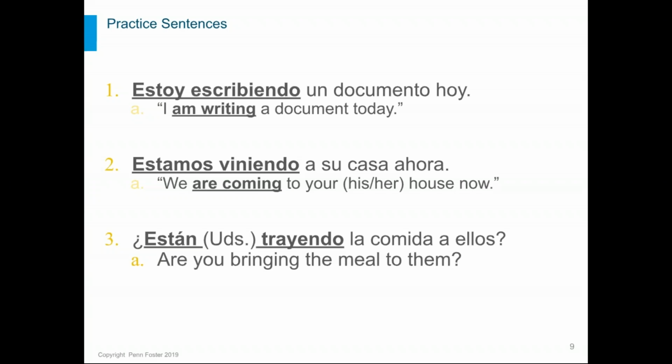Second example shows the irregular venir. It's one of those E to I irregular present participles. The verb venir means to come. So to say that we are coming to your house, we would use estamos viniendo a su casa ahora. And since we are the subjects, estamos agrees with that. Viniendo, again, the E after the V changes to an I, being irregular, not following the regular rules similar to escribir.